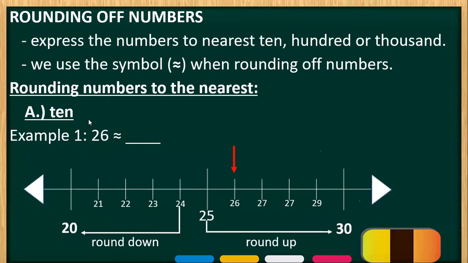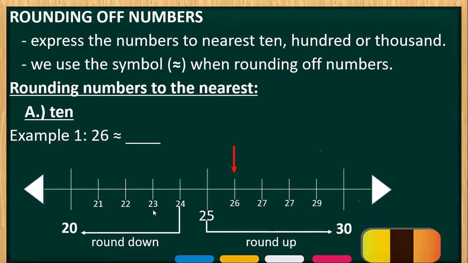Now, if we round off 26 to the nearest 10, what will be the answer? Is it 20 or 30? Look at this.